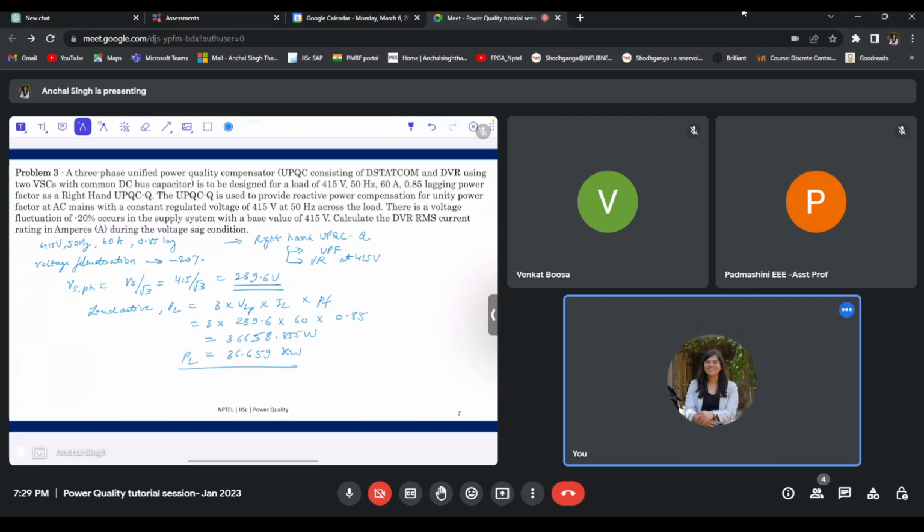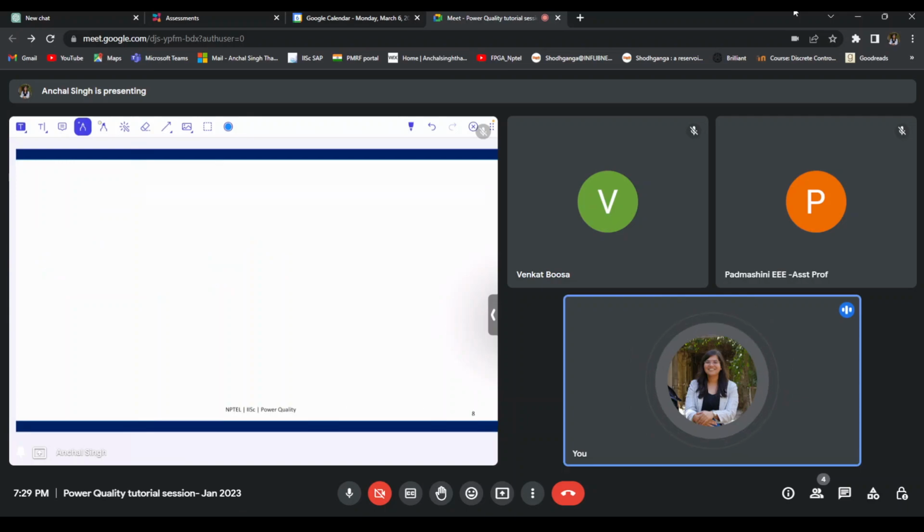Now, let us see what happens after the voltage sag has occurred. We need to calculate the DVR RMS current rating. The current after voltage sag will be the same as the DVR current rating. After voltage sag, my new supply voltage will be 415 into 1 minus 0.2, since 20% is the reduction. This will come out to be 332 volts.